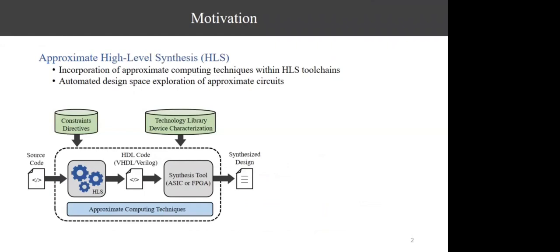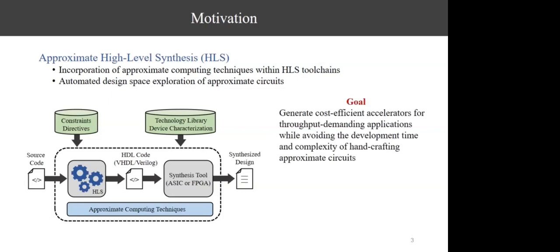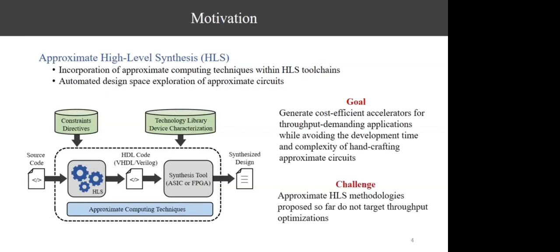The idea behind this approach is providing benefits in design metrics such as performance, area, and energy, with a minimum deviation from the exact design. Therefore, you can use approximate HLS tools to relieve the costs of high-performance accelerators while avoiding the development time and complexity of handcrafting approximate circuits. However, the methodologies proposed so far do not target throughput optimizations, being instead focused on optimizing more specific design metrics like area, delay, and power.